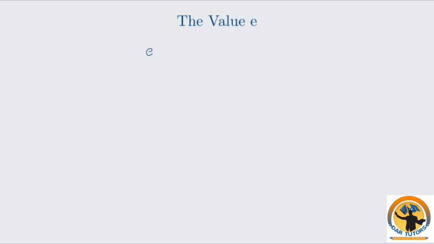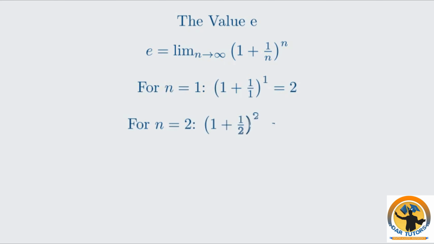The constant, e, is defined as the limit of the expression 1 plus 1 over n, all to the power of n as n approaches infinity. Let's see what happens as n gets larger. If n equals 1, we get 2. If n equals 2, we get 2.25. If n equals 4, we get 2.44.